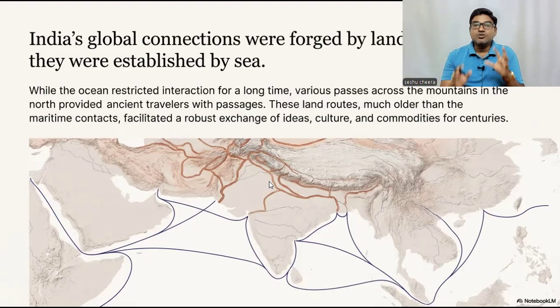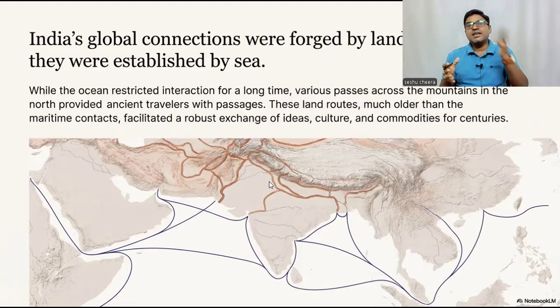And while the ocean interactions were restricted for a very long time, because we were not aware of the sea routes until the 15th century, until Vasco da Gama discovered the sea route, various passes, the gaps that pass through the mountains in the north, provided the ancient travelers with passage, and they came and explored the culture of India.